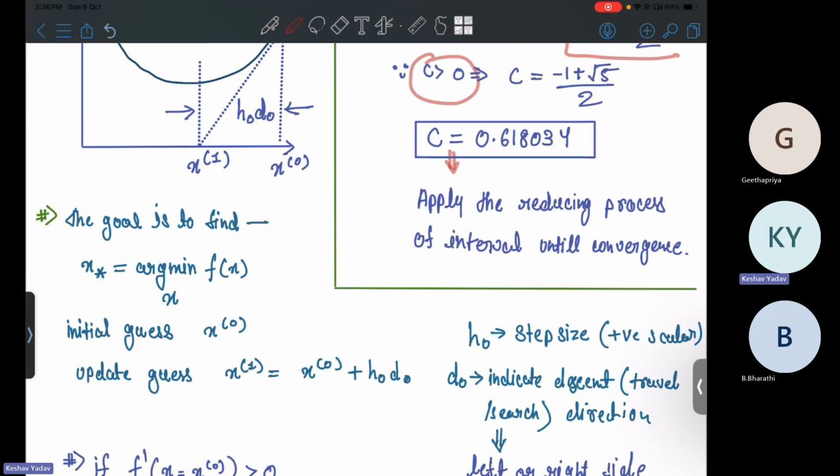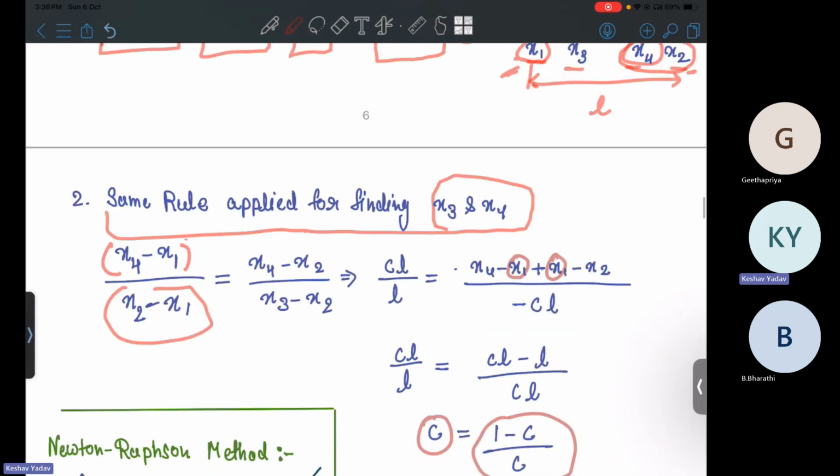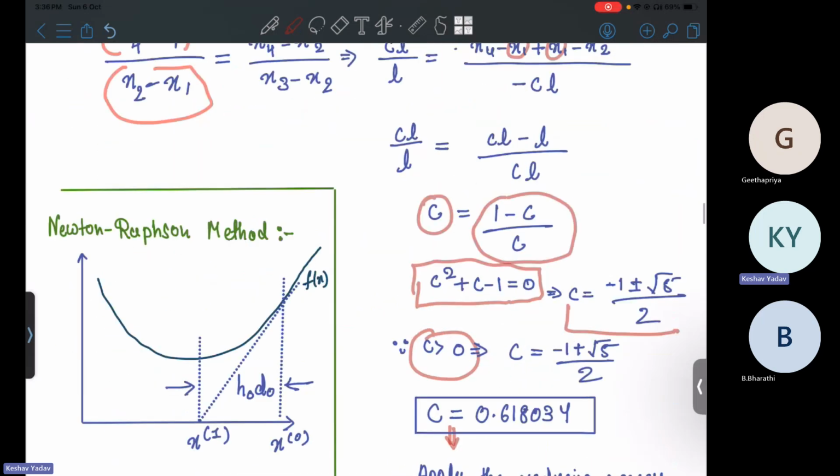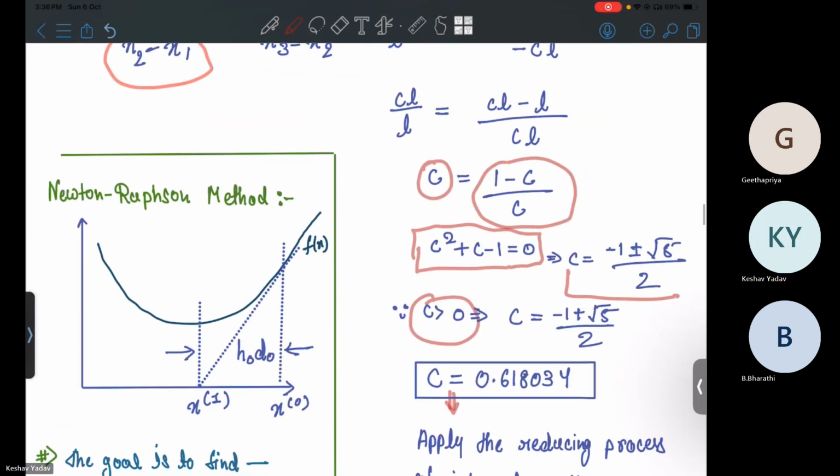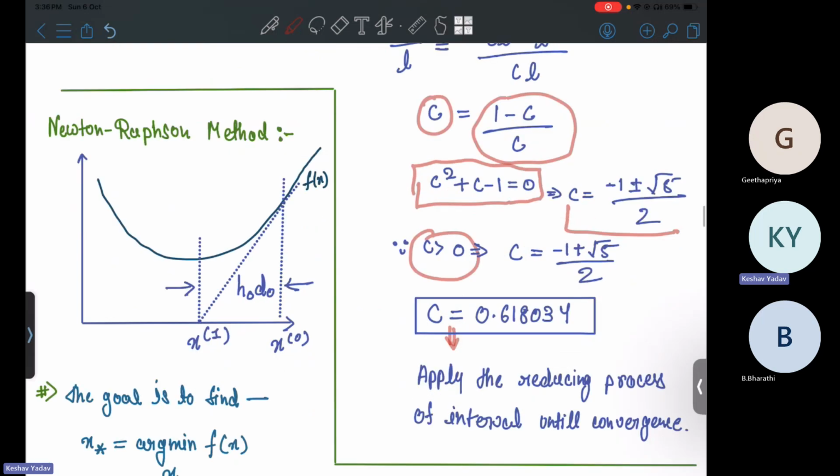So this is the golden section search method. This is a type of region elimination method.